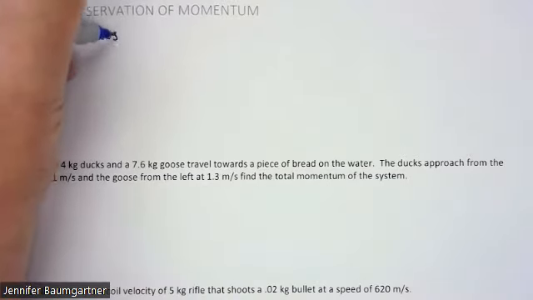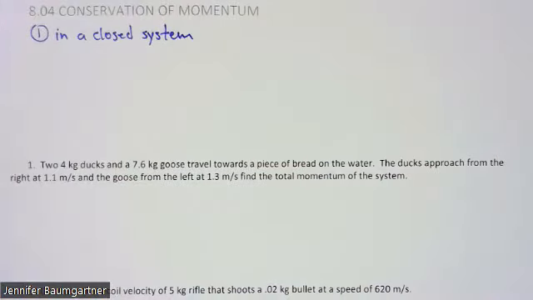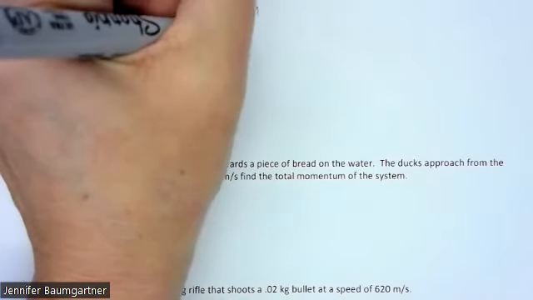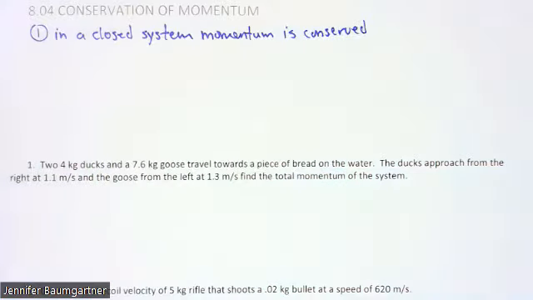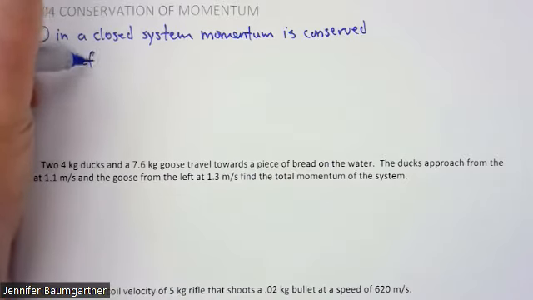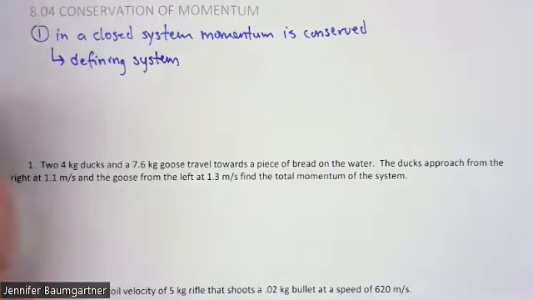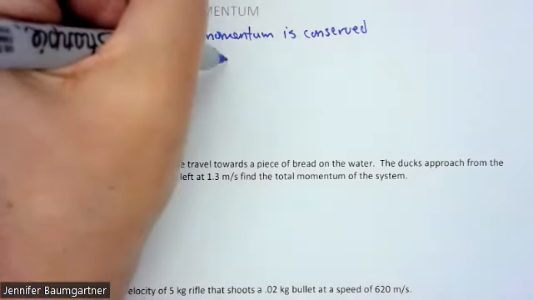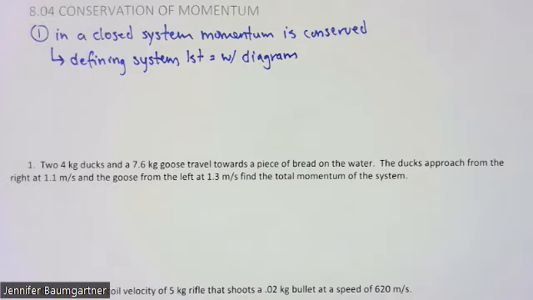In a closed system, momentum is conserved. And because of this, defining your system is always going to be very important. So define your system first, usually with a diagram. And in the last video, we talked about how you draw boxes around it and determine if there's an external force there.